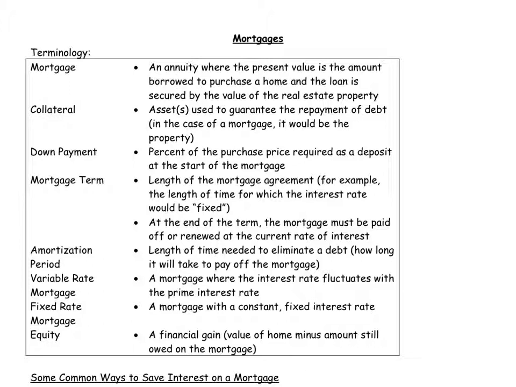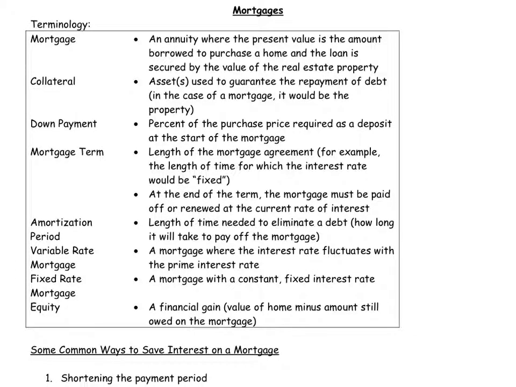So that's what it means when it says that the loan is secured by the value of the real estate property. Some other definitions you need to be familiar with are listed here. Collateral is what asset or assets you use to guarantee the repayment of debt. In the case of a mortgage, it would be the property itself. So other times when you take out a loan, you need some sort of collateral, which would be something else you own that the bank could take from you should you not pay your loan back.